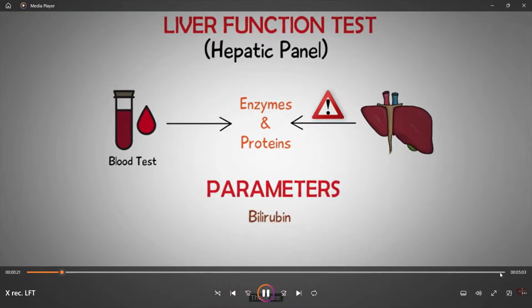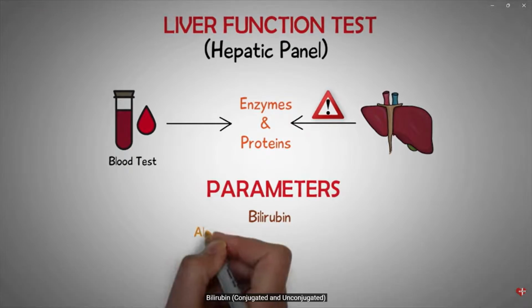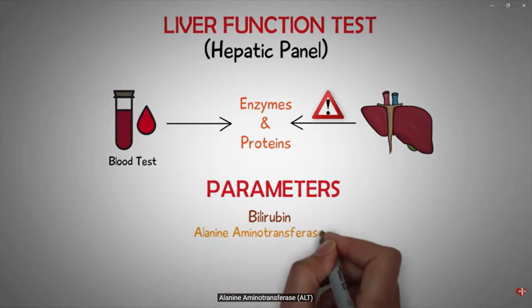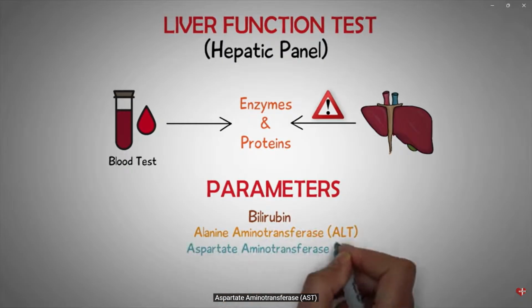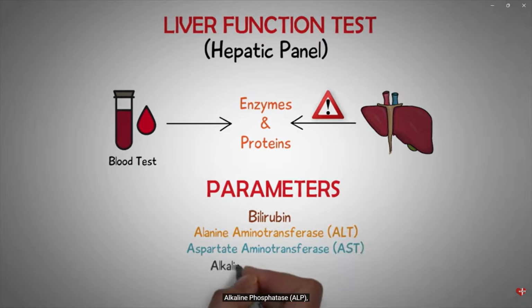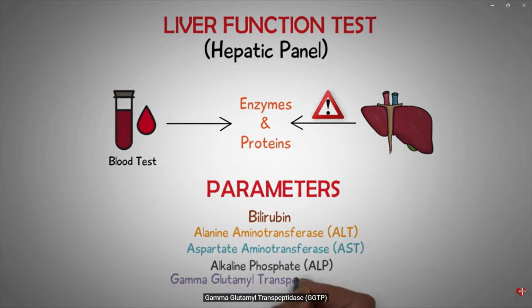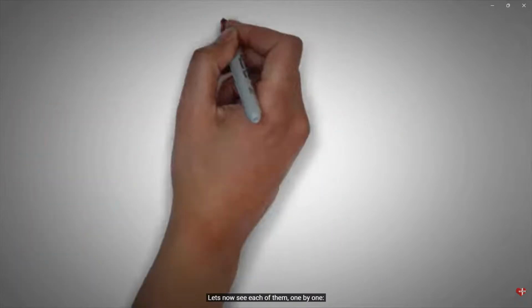These are number 1, bilirubin, that is of two types, conjugated and unconjugated, alanine aminotransferase, abbreviated as ALT, aspartate aminotransferase, abbreviated as AST, alkaline phosphatase, abbreviated as ALP, gamma glutamyl transpeptidase as GGTP. Let's now see each of them one by one.